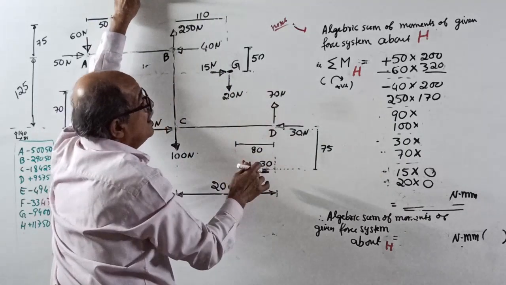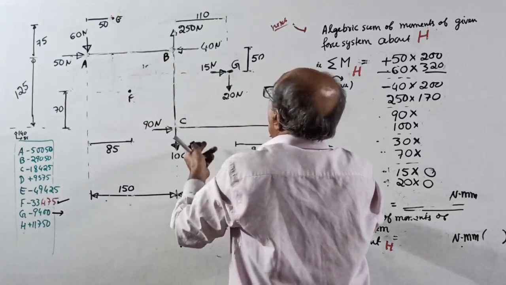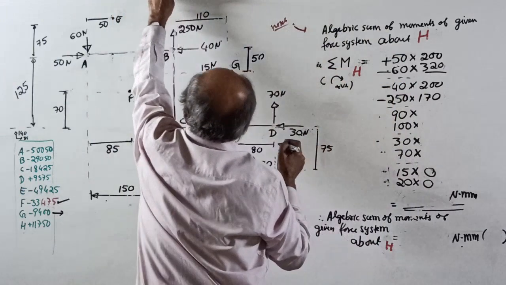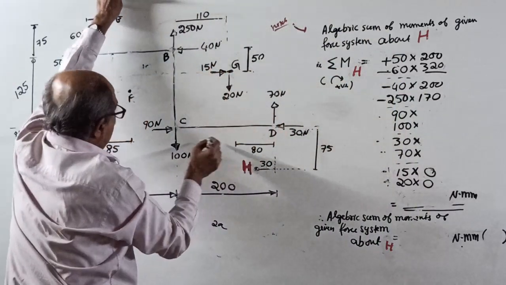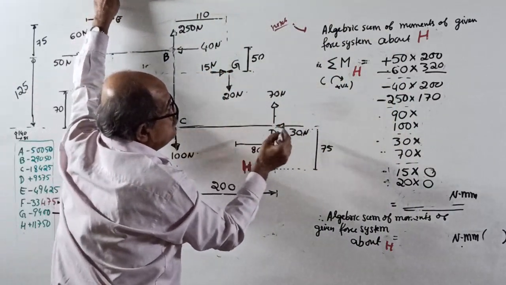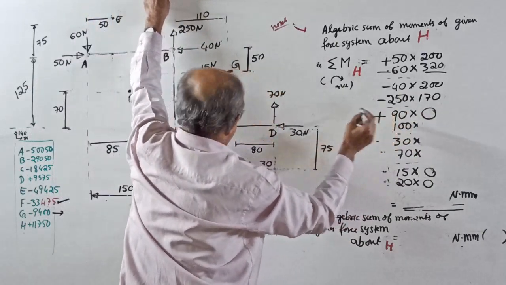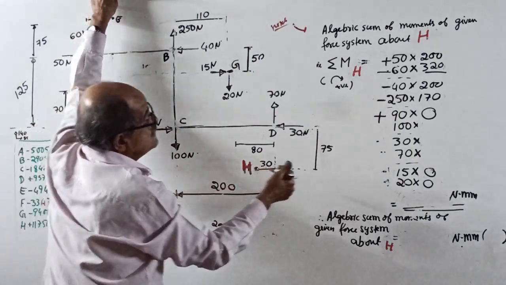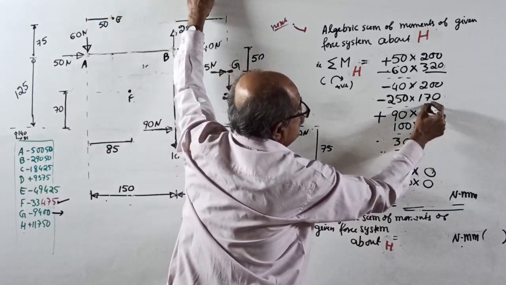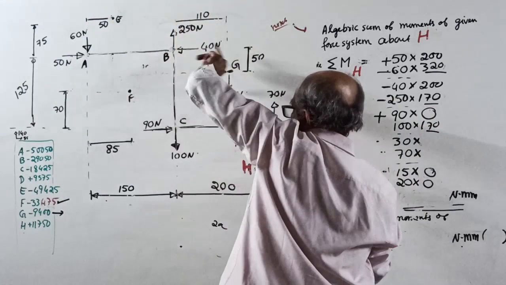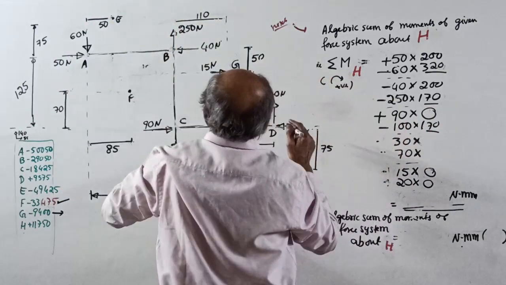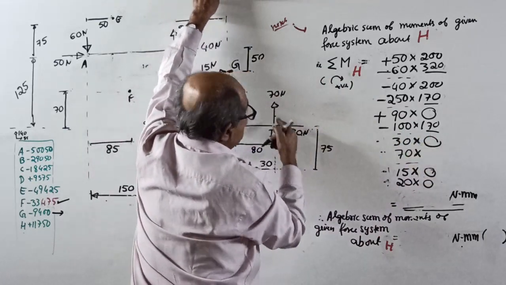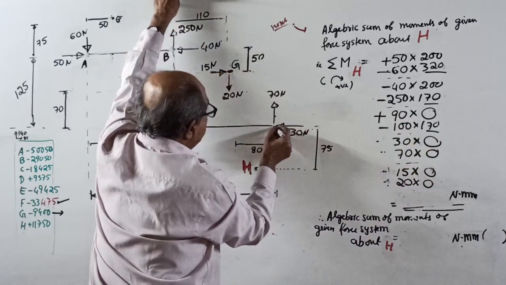Okay, over. How is the direction? See here. Anti-clockwise. Then 90 into 0. 100 into this distance. Once again I told 170. Right, how we got 170? That is anti-clockwise. Lastly, here 30 into 0, 70 also into 0. Why? Both are passing here.